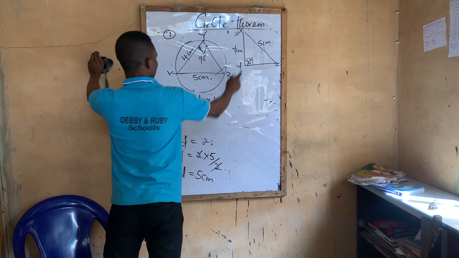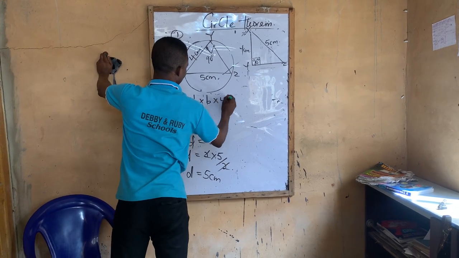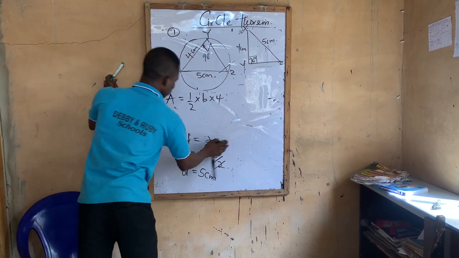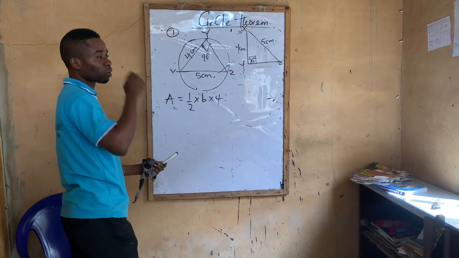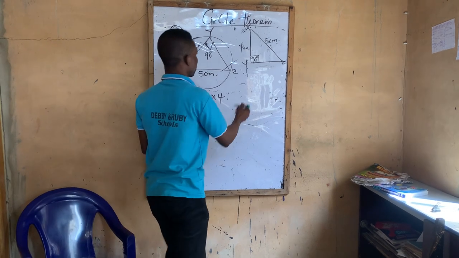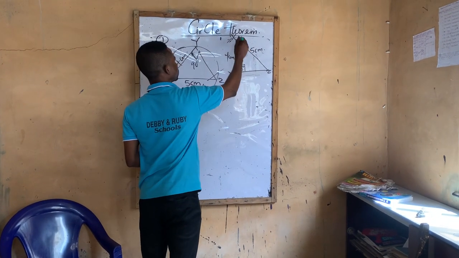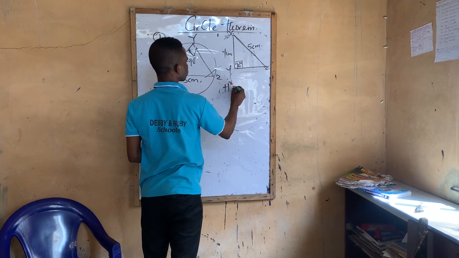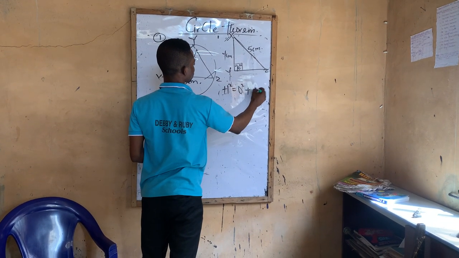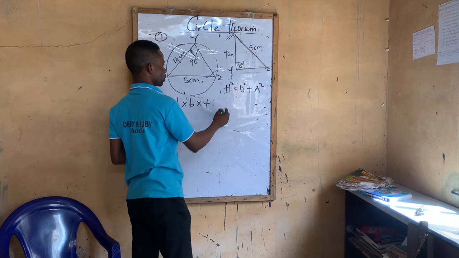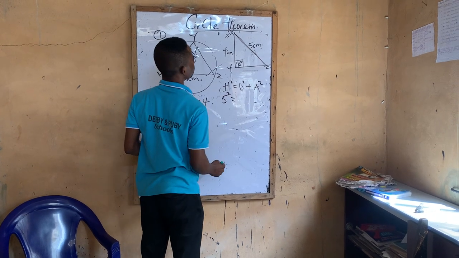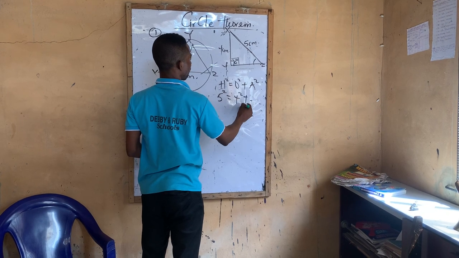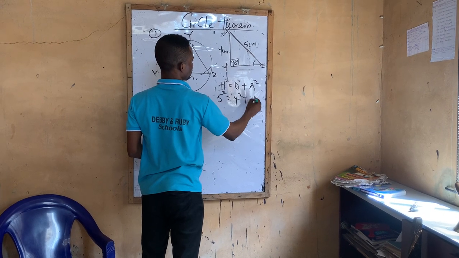I already know my height to be 4. How would I get the base? I will use Pythagoras theorem, because it's a right angle triangle. For me to get the base, this hypotenuse is 5. Hypotenuse squared equals opposite squared plus adjacent squared. That means hypotenuse is 5 squared, the opposite is 4 squared, and I'm looking for this base, the adjacent squared.